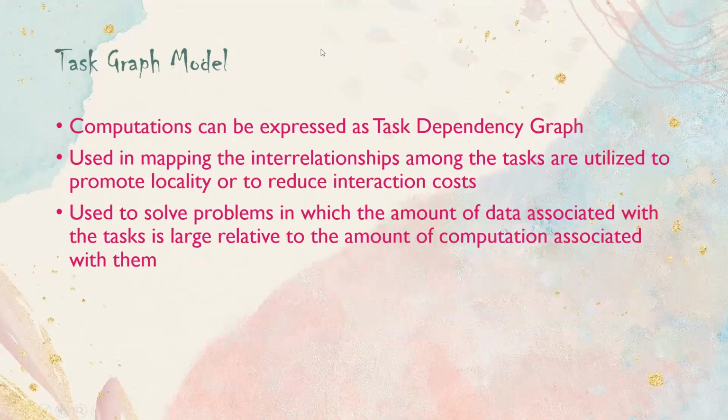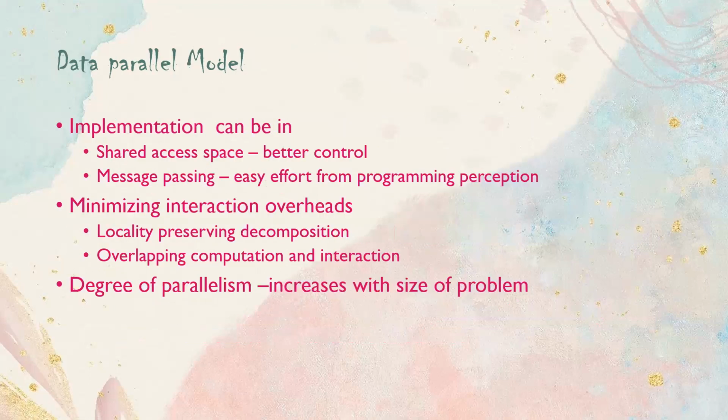The next one is about the task graph model. Okay, but before that, we will see the implementation. When we are talking about the data parallel model, there are 2 ways in which it can be implemented. One is a shared address space, where the memory is shared. The other one is message passing, where a dedicated memory is allocated to each of the processes, but they communicate by means of message passing. So each of these has its own advantage. If it is a shared address space, then there is better control. And if it is a message passing technique of implementation, then not much effort is required from the programming point of view.